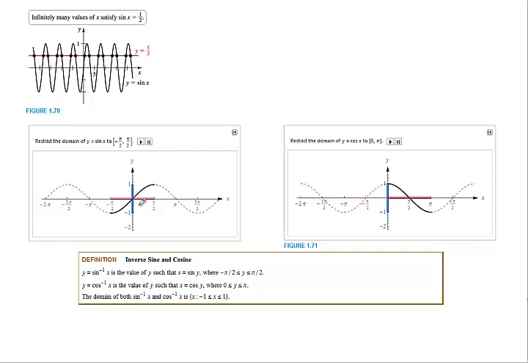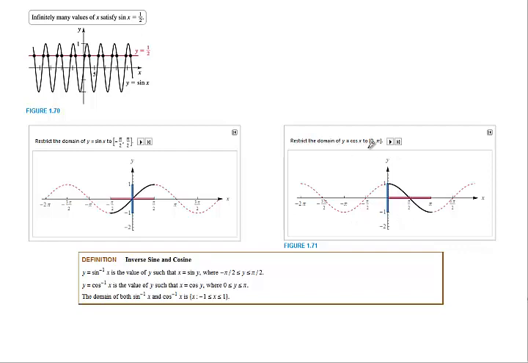When you do an inverse sine, you have to remember that the domain has been restricted to in between pi over 2 and negative pi over 2. So if you have an answer for an inverse sine that is outside of this realm, then it is incorrect.